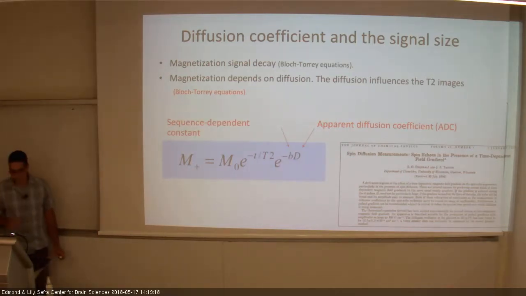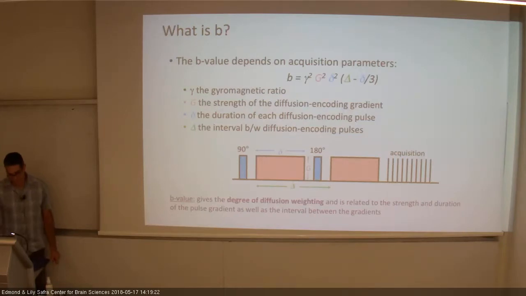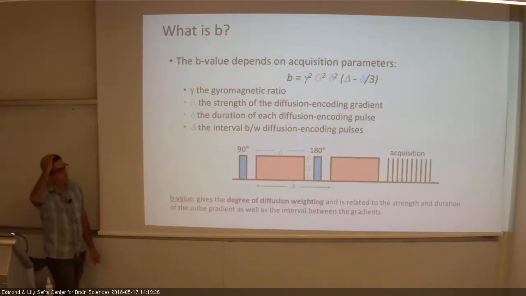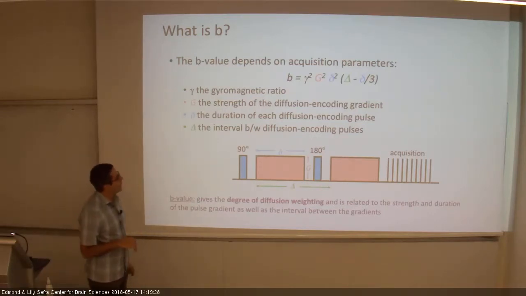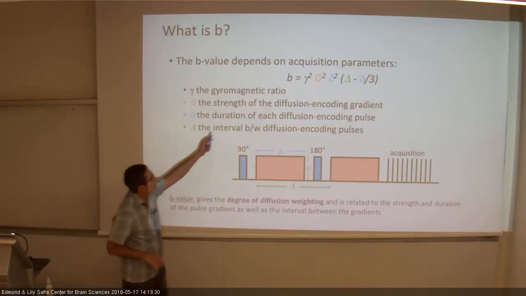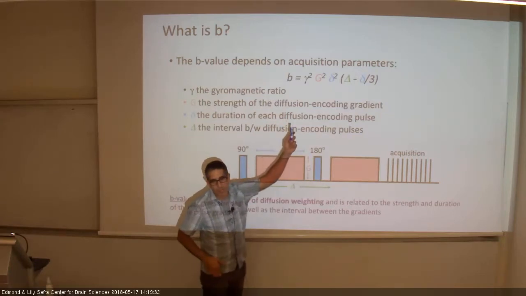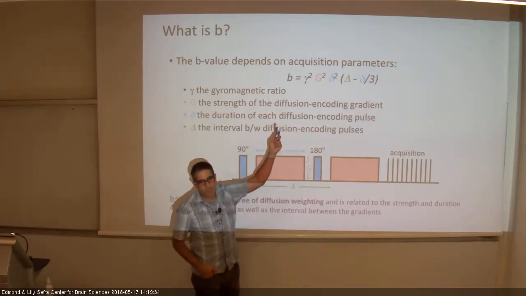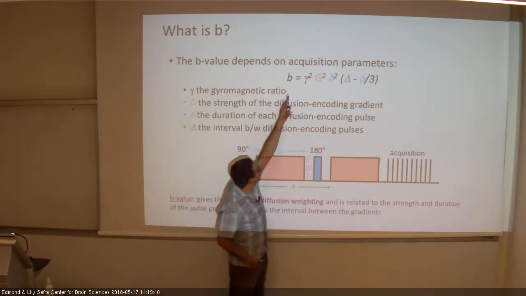Okay, so what is this B? We said it's everything that has to do with how we did the experiment. The equation in the beginning was very long, very parametric. So we said, you know what, it's all constant for my measurement. Let's just call it B.